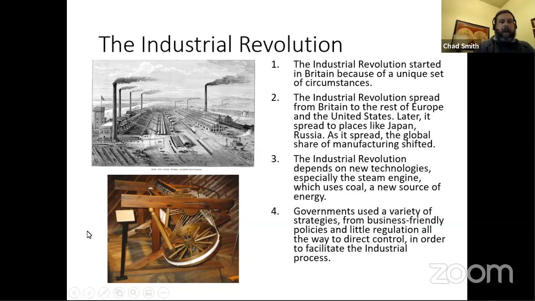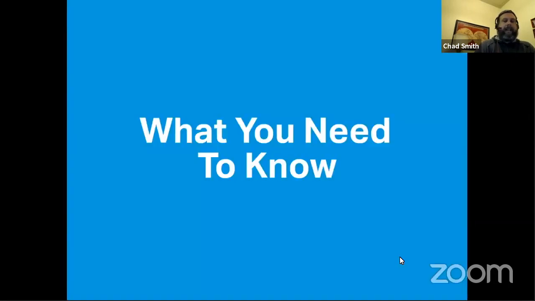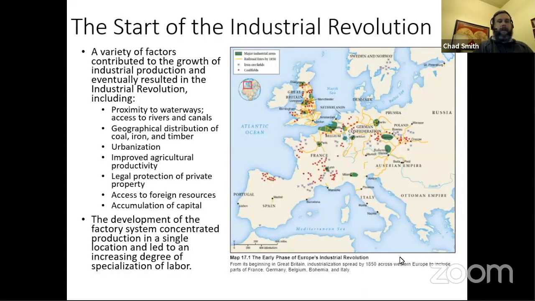energy. And number 4, governments used a variety of strategies from business-friendly policies and little regulation all the way to direct control in order to facilitate the industrial process. So let's dig into these ideas and seek to prove these claims with more evidence. Let's start with the beginning of the Industrial Revolution and how and why it began, particularly in Britain.